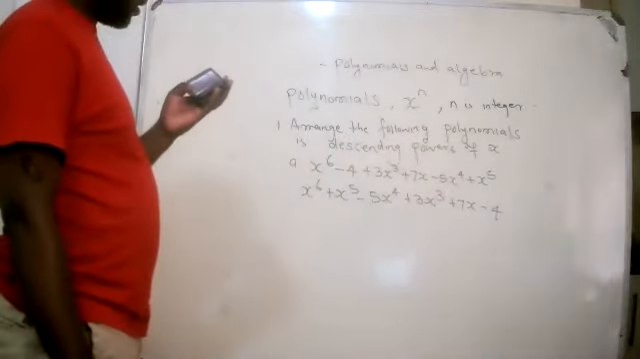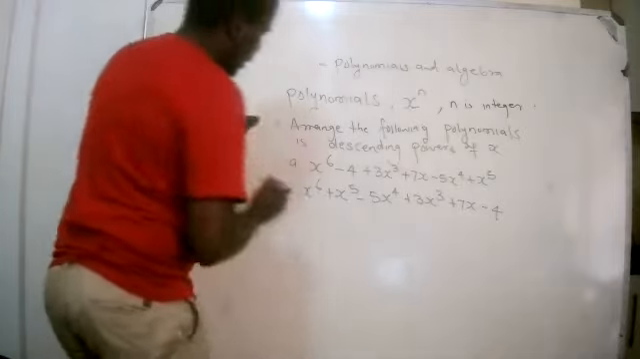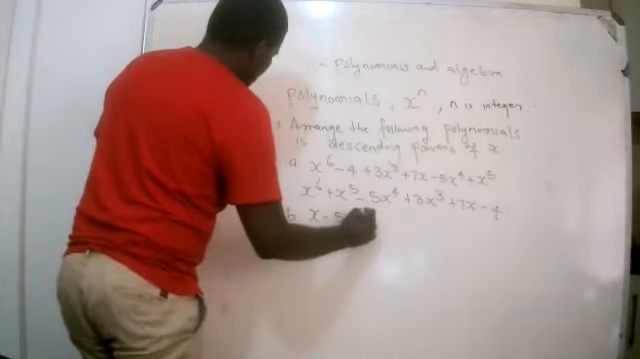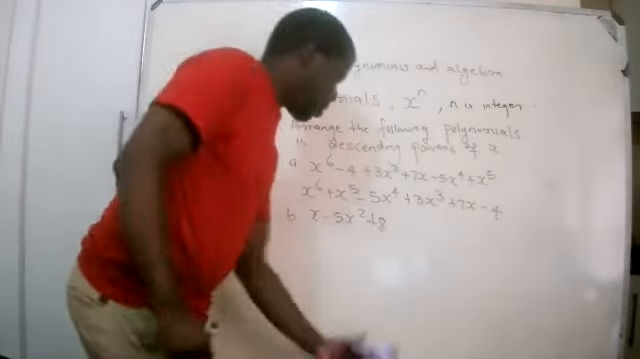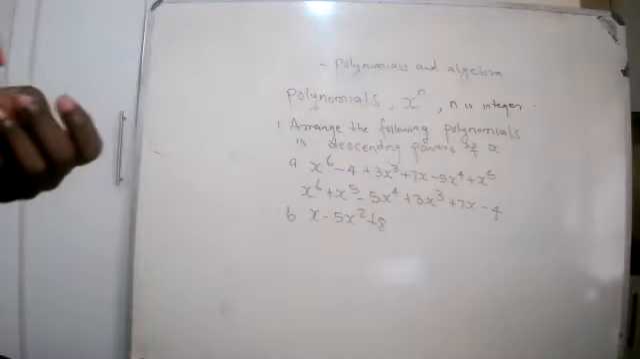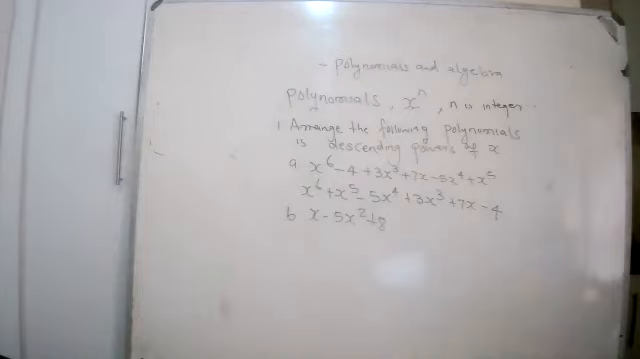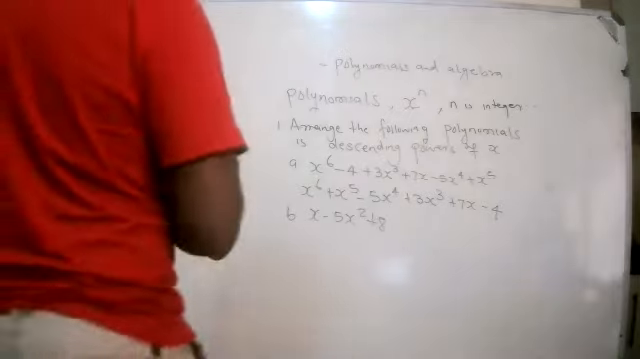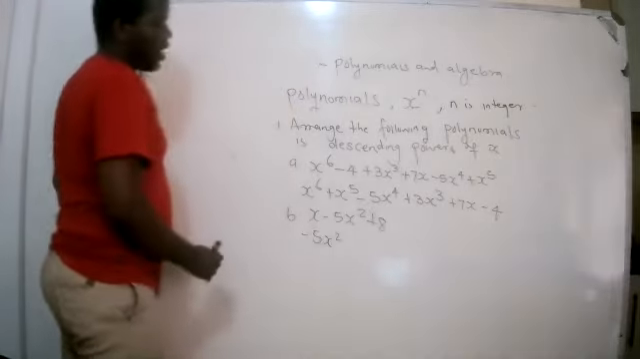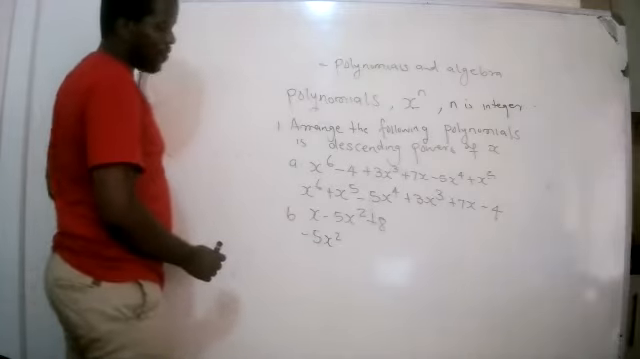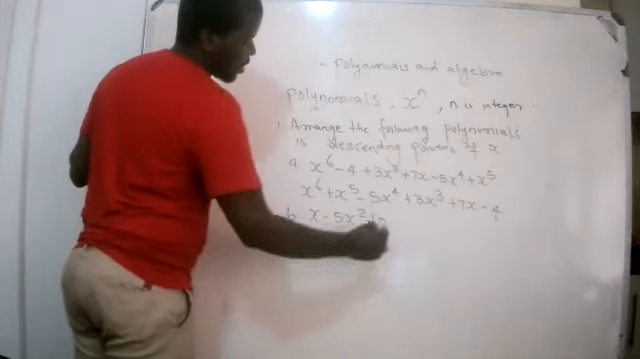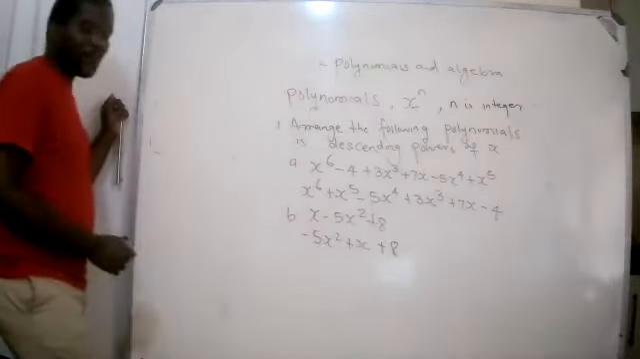The second question is about writing this function according to the descending power. What is going to be the first term, the highest term, in that case? Negative 5x to the power of 2. And then after that one, what are we going to have? Plus x. And then we end with what? With 8. That was simple, ne?